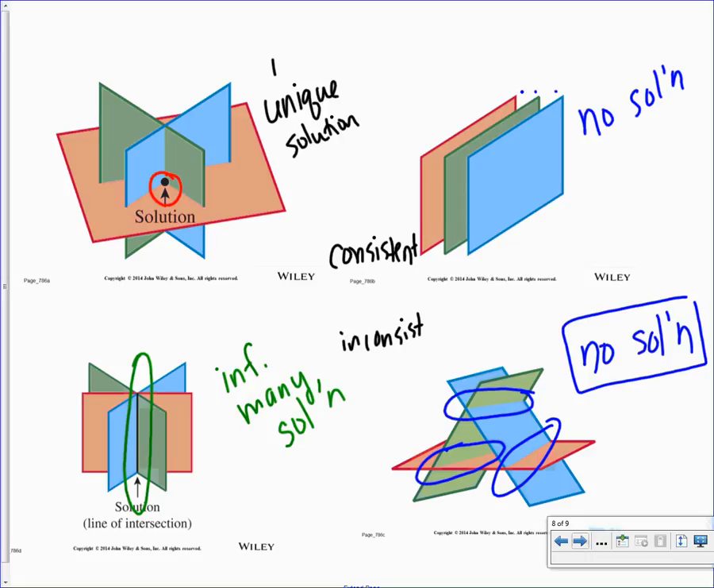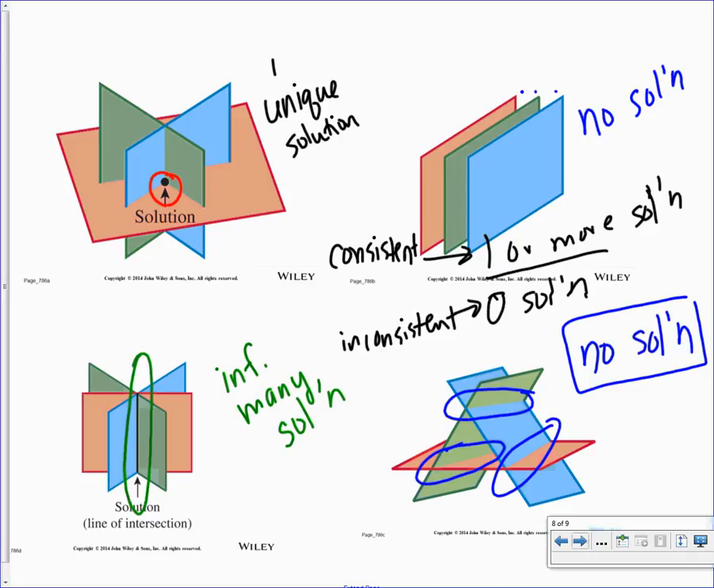A consistent system has 1 or more solutions, whereas an inconsistent system has less than 1 solution. There's only one choice that's less than 1, and that's 0.